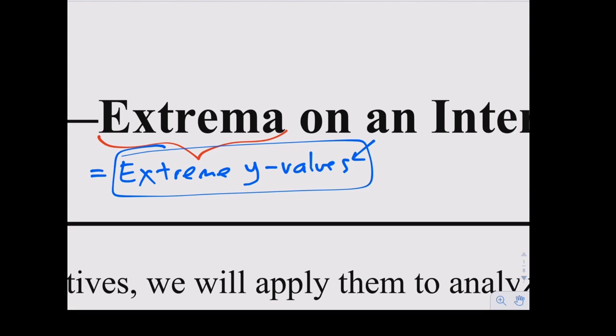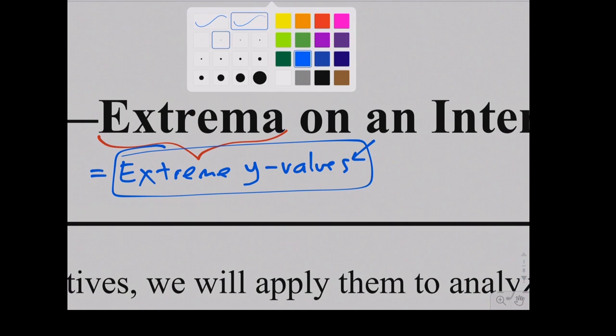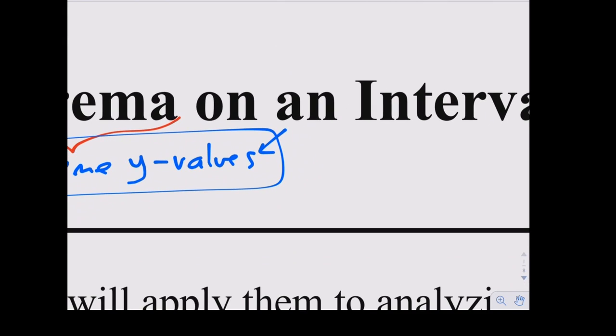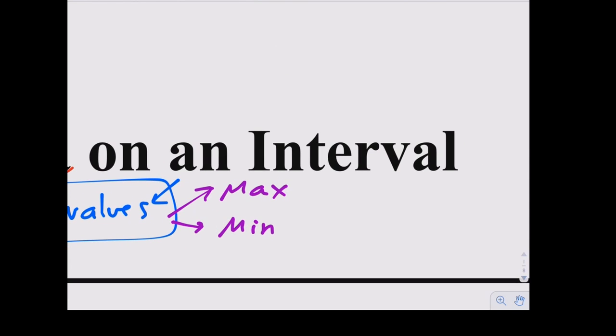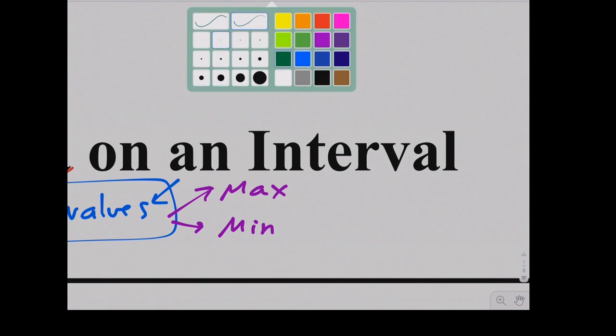There are two types of extreme y values that we're going to be looking at, and you can categorize them two different ways, believe it or not. You're going to have maximum y values, which you can abbreviate max, and minimum y values, which you can abbreviate min. High values and low values, essentially. But each of those can be classified two different ways.